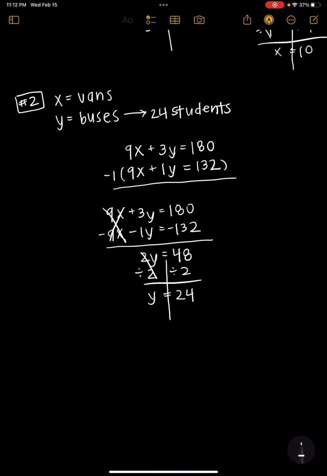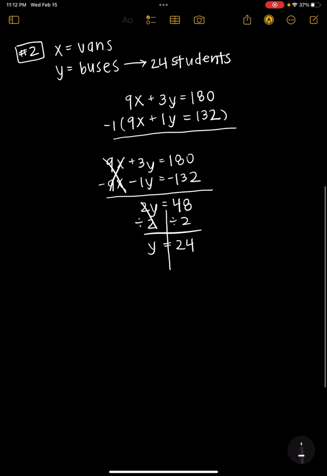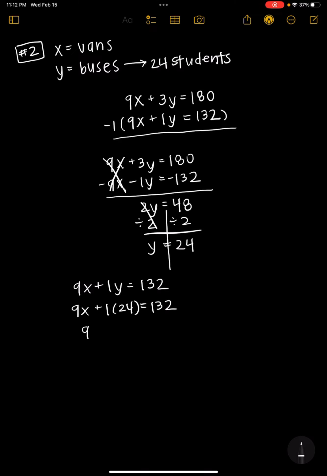All right, now we still have to figure out how many the vans can fit. So we're going to just take one of my original equations. I'm going to take the bottom one in this case. 9x plus 1y is equal to 132. And I'm going to replace the y with 24. So I get 9x plus 1 times 24 is equal to 132. I'm going to simplify by saying 9x. 1 times 24 is just 24. So I can say plus 24 is equal to 132.